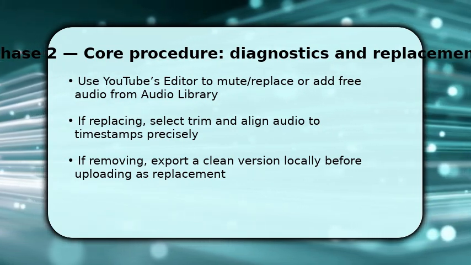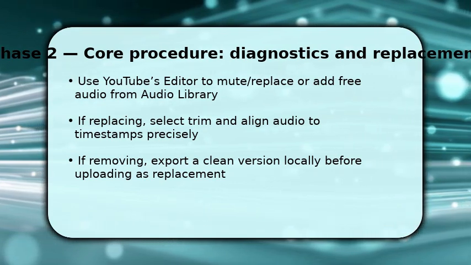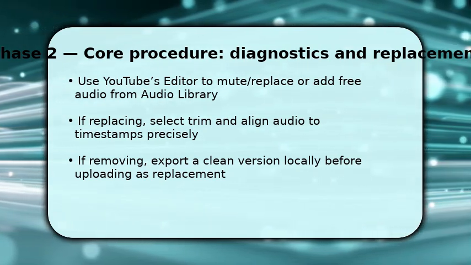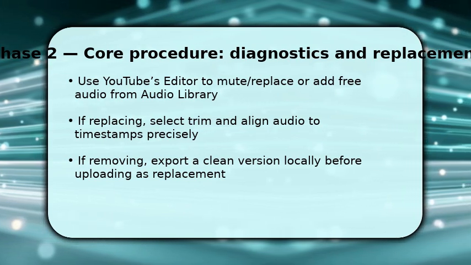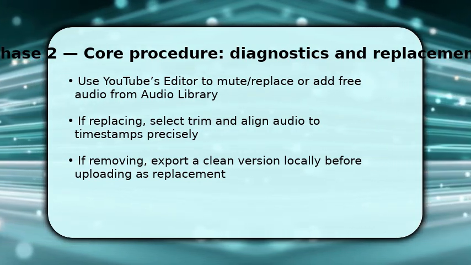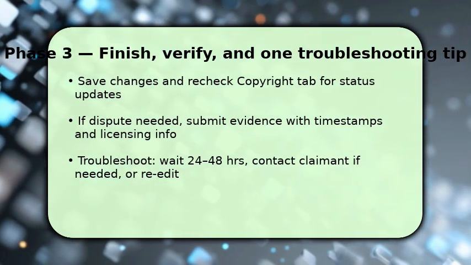If you prefer editing off-platform, download the video, perform the audio swap in your editor, then export with identical metadata to avoid reprocessing delays. Make sure to keep a copy. Finally, save your changes and monitor the copyright tab for updates. YouTube often reevaluates within 24 to 48 hours.